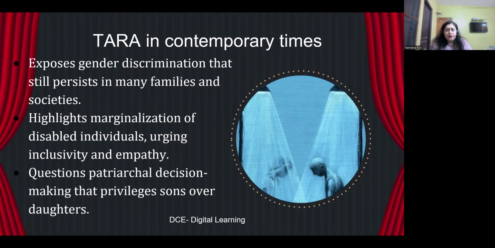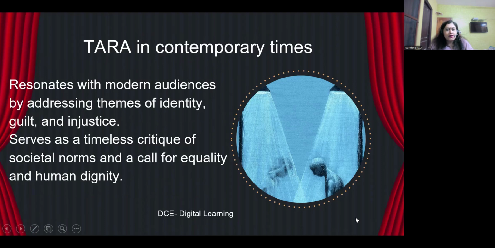So, Tara in contemporary times, it exposes gender discrimination that still persists in many families and societies. The play highlights marginalization of disabled individuals, urging inclusivity and empathy. The play also attempts to question patriarchal decision making that privileges sons over daughters. It resonates with modern audiences by addressing the themes of identity, guilt, and injustice. It serves as a timeless critique of societal norms and a call for equality and human dignity.